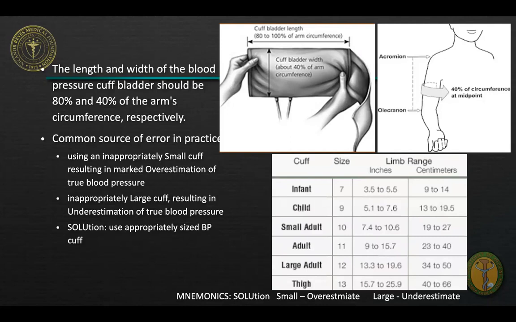Now, these are the common sources of error in practice. If you use an inappropriately small cuff, this will result in marked overestimation of true blood pressure. But if you use an inappropriately large cuff, this will result in underestimation of true blood pressure. So the mnemonic for this is: small, overestimate, and large, underestimate. Take a look also at the table where you can see what cuff you are going to use for different sizes of patients.